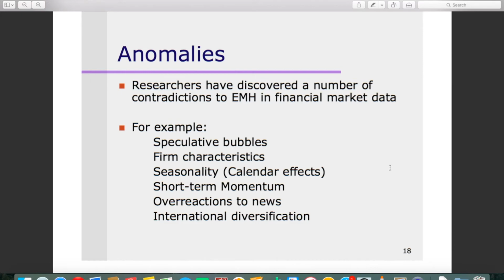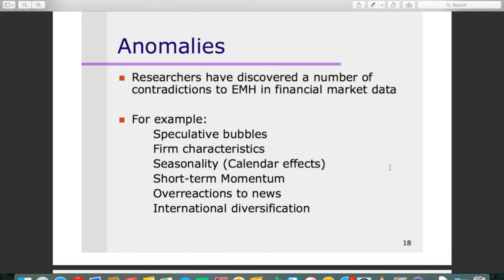So we've spoken about speculation way back in topic 1, as well as other times, speculative bubbles, firm characteristics, seasonality, momentum we talked about last week. We didn't really explore it very much, but we did mention momentum last week. Overreaction, and momentum is effectively an underreaction, so we've got underreaction to news, overreaction to news, and then we've got international diversification, which really is lack of international diversification.